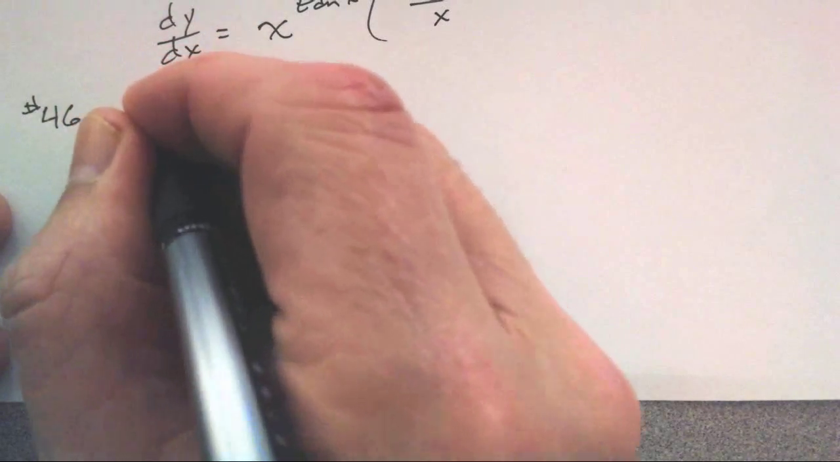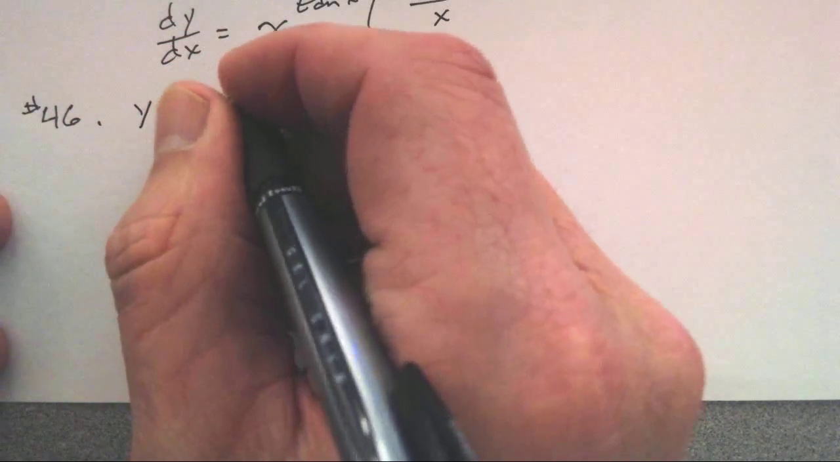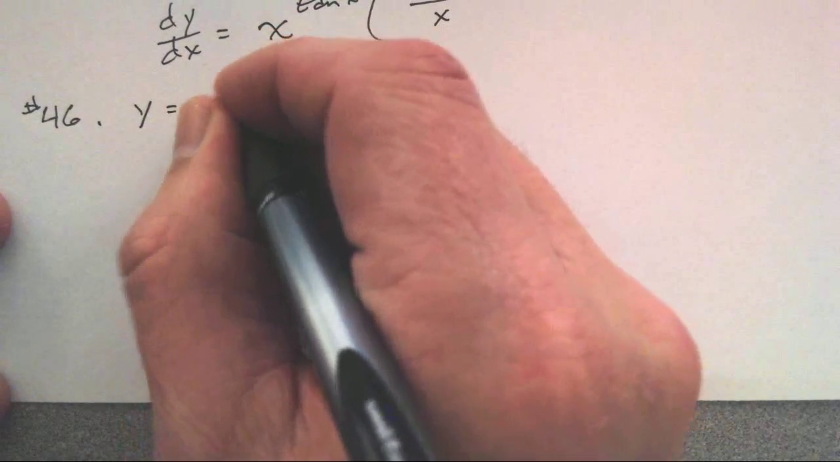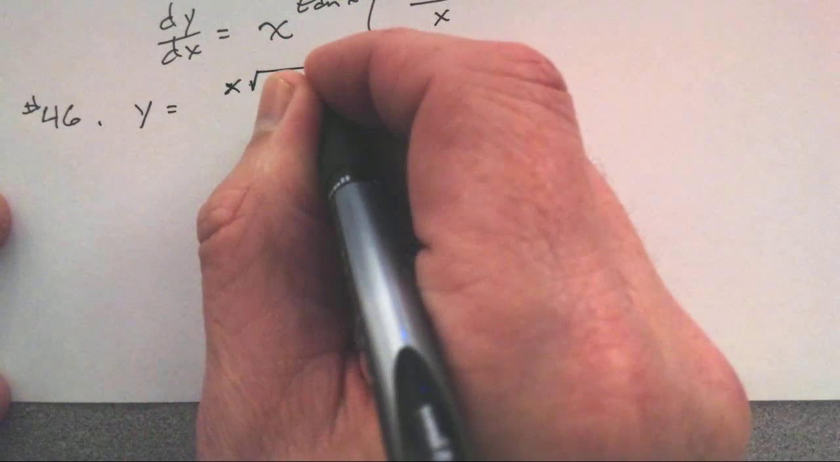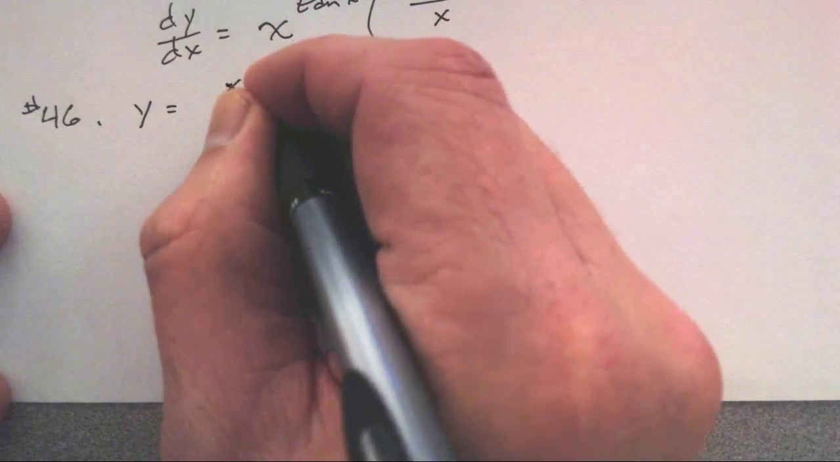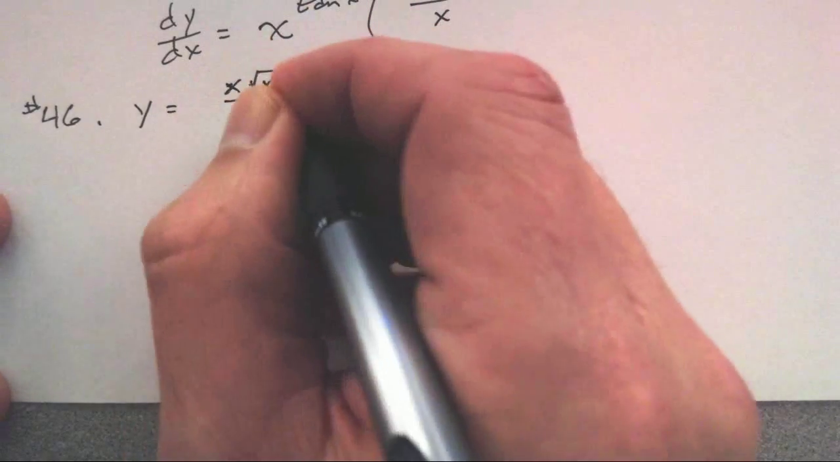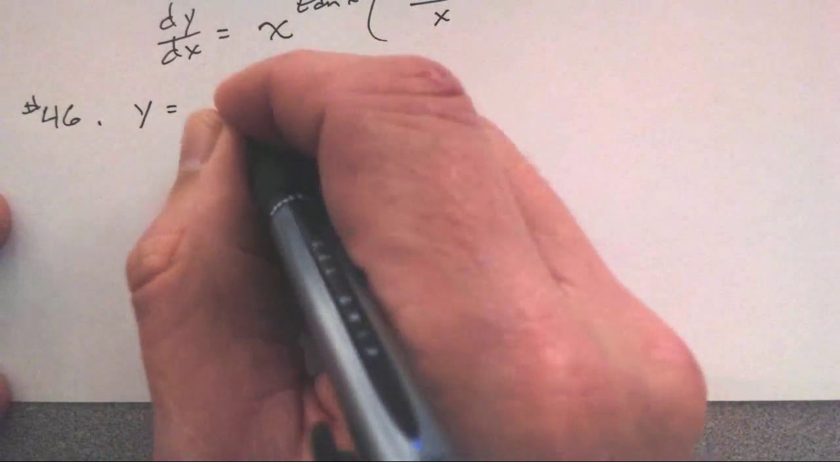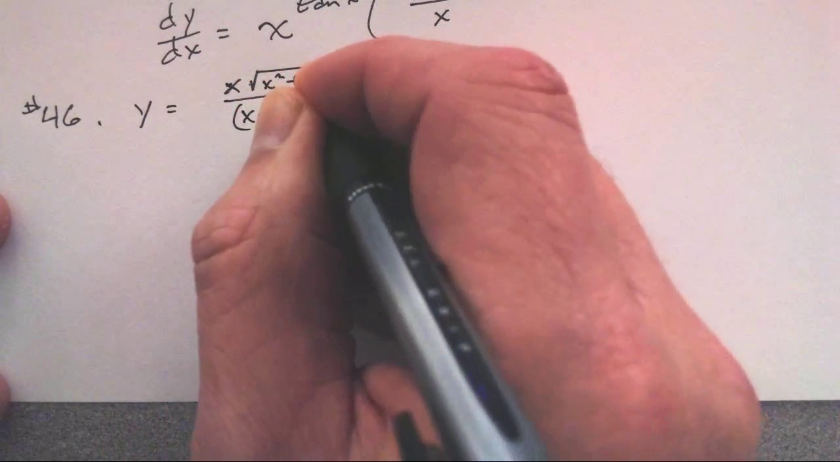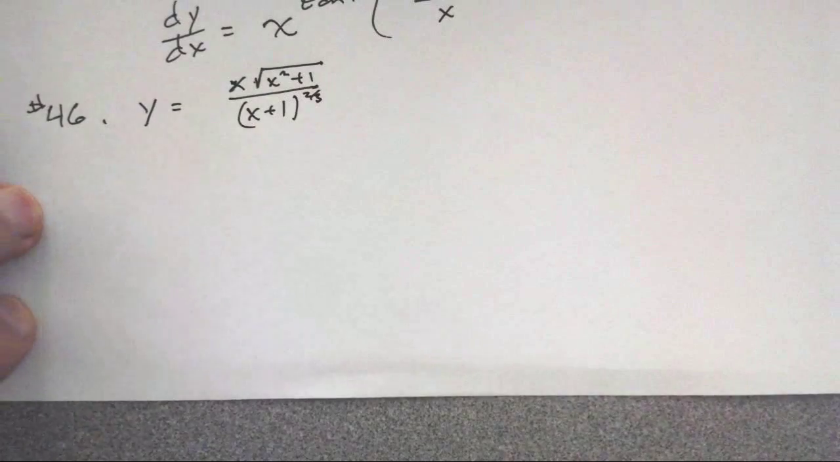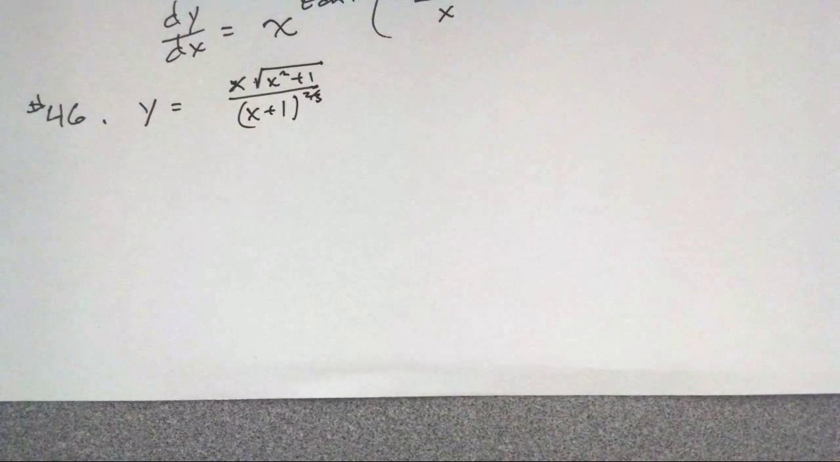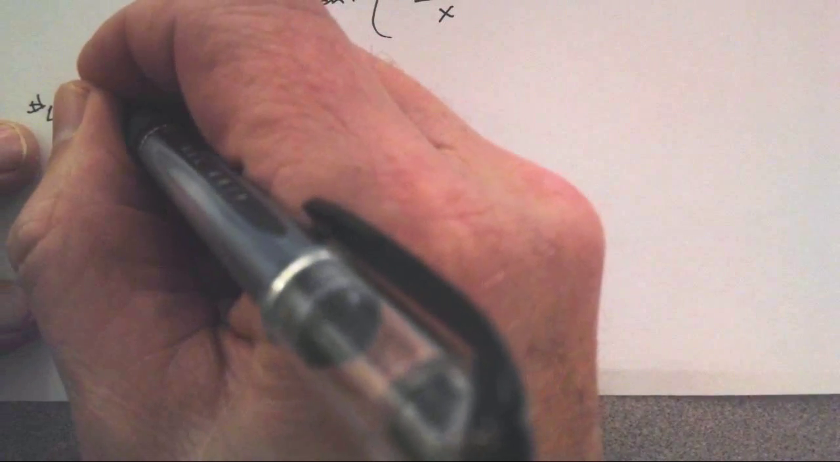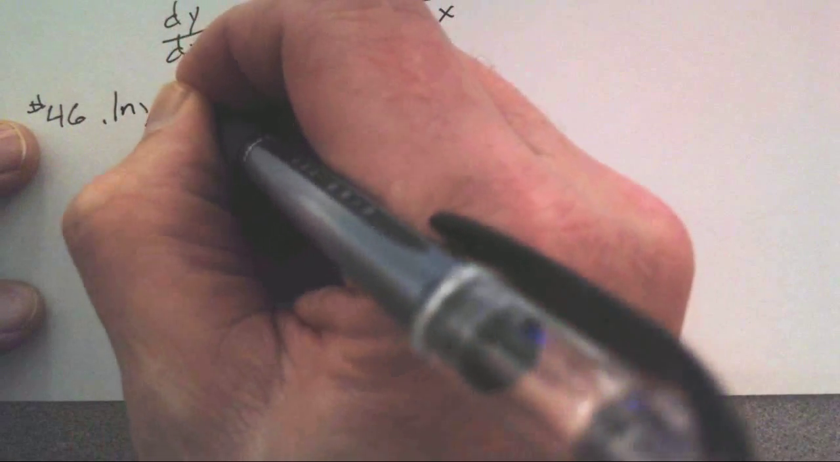We've got y equals, I'm going to leave a blank here just because I'm running out of space on this sheet of paper, x square root of x squared plus 1 all on x plus 1 raised to the 2/3, and we're supposed to find the derivative of this through logarithmic differentiation. How could that be helpful to muddy the water even more with this ln?